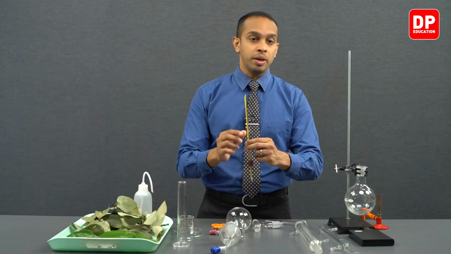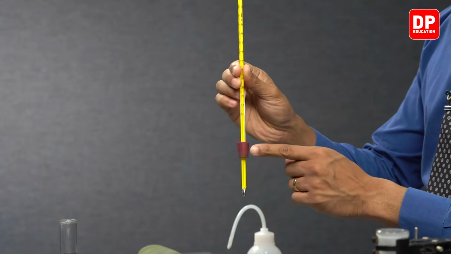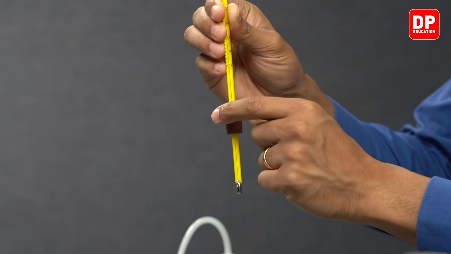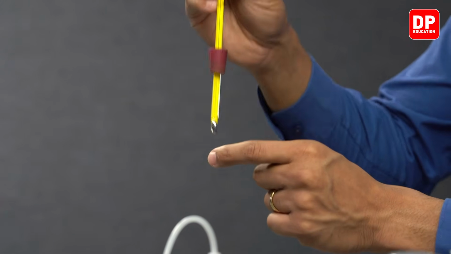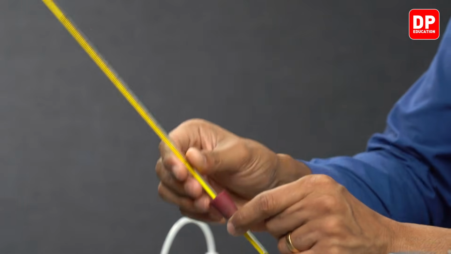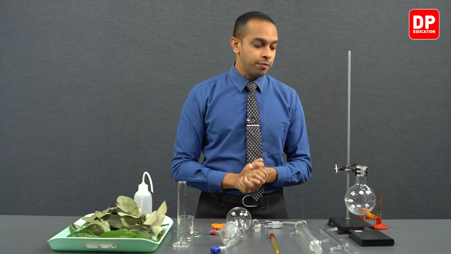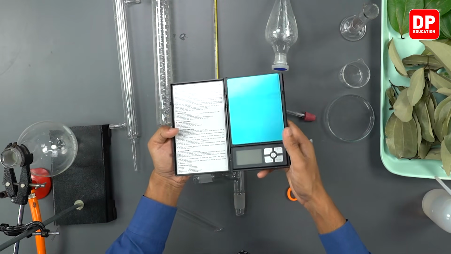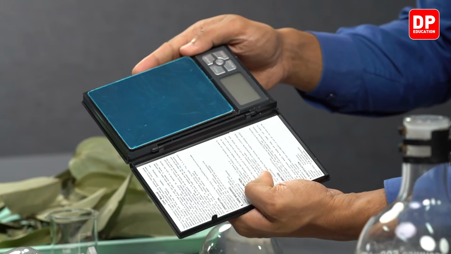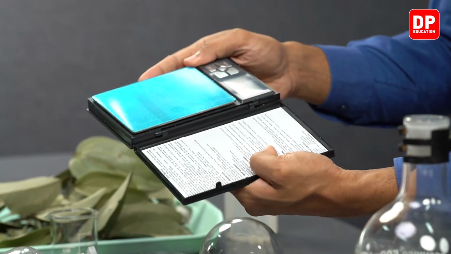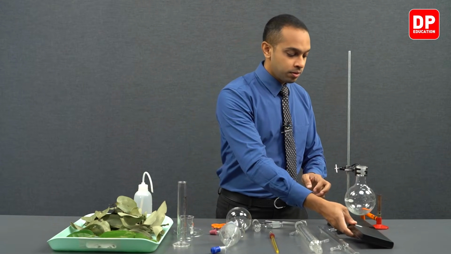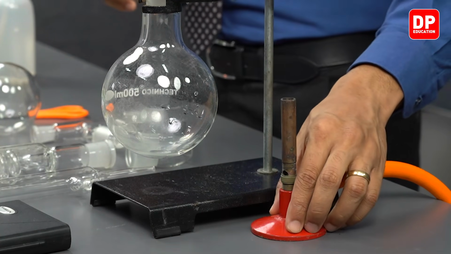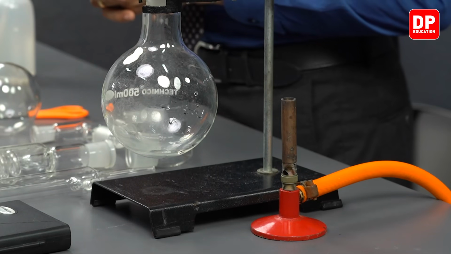We'll be using a thermometer. Now this thermometer is connected to a rubber stopper, and we will be showing you how this rubber stopper helps us place this thermometer in the setup. And apart from that, to measure 5 grams of cinnamon leaves, we will be using a digital balance. Apart from that, we'll be using a Bunsen burner to provide heat for our extraction setup.